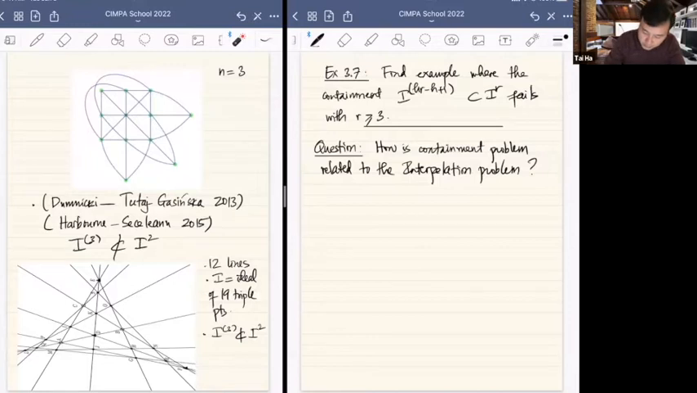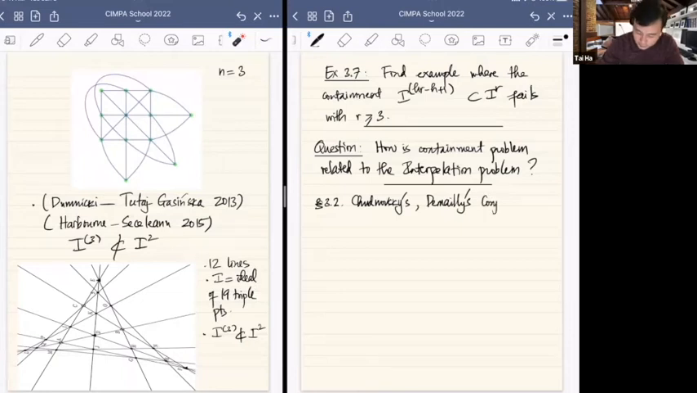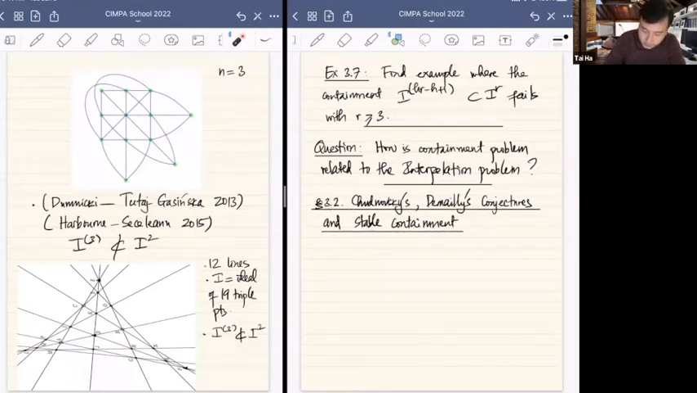So for that, I'm going to move on to the next section, where I'm going to talk about the Chudnovsky and Mies conjecture and stable containment. So the connection between the containment problem and the interpolation problem, or particularly the Chudnovsky and Mies conjecture, is quite obvious in the following lemma.